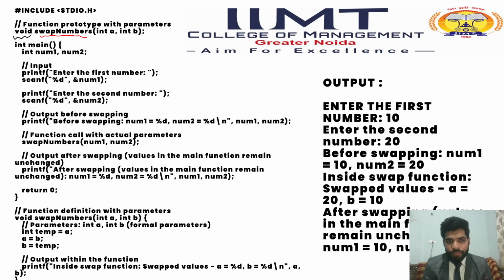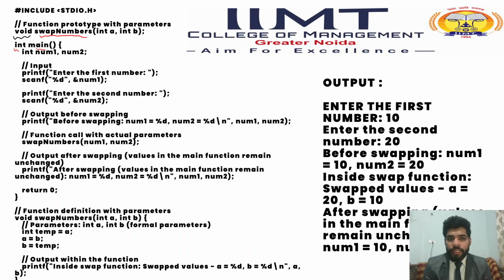After that, we come to the main function. Here it is written as int main, with the brackets left blank. This means that the function will return integer type values like 0, 1, 2, -1, -2. Main is the function name, and the brackets being blank means that the function is not accepting any values from outside. Then curly braces, and then we start.